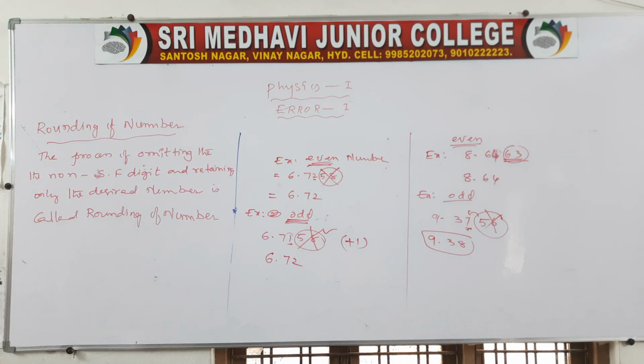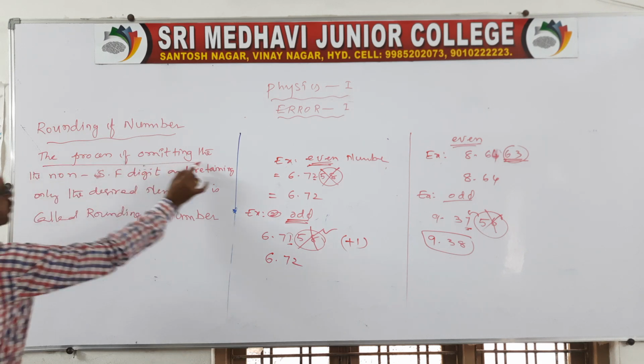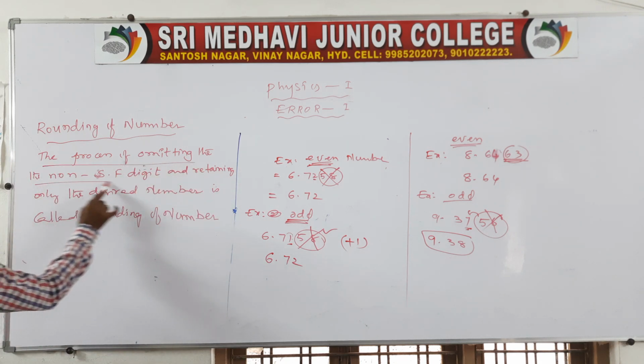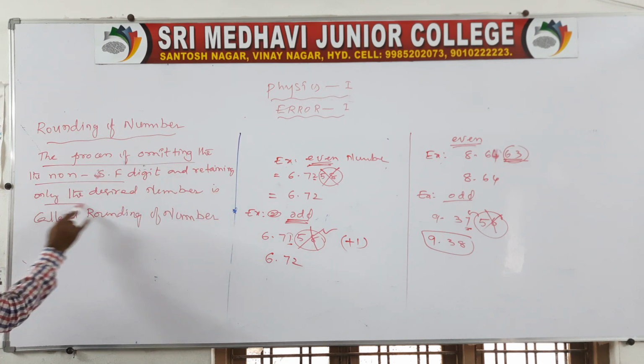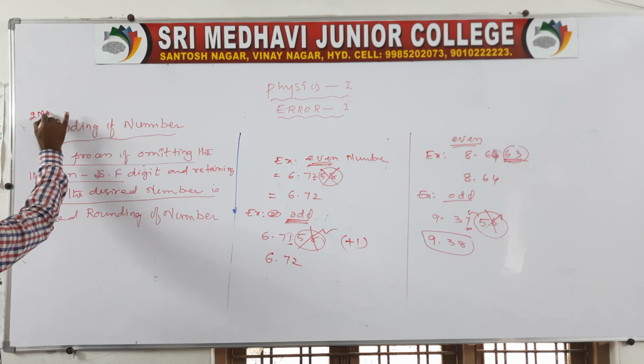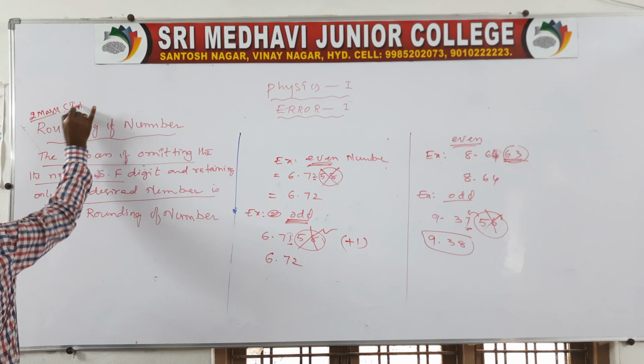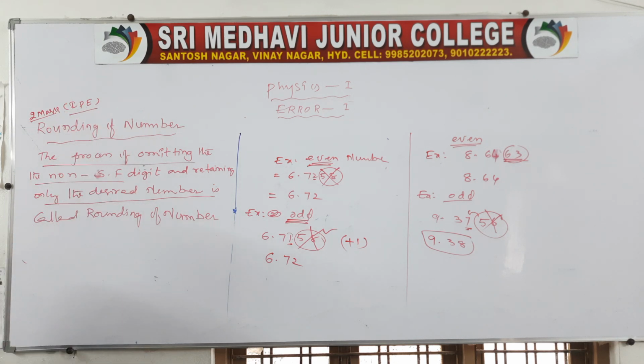So rounding of numbers is nothing but the process of omitting the non-significant digits and retaining only the desired number. It also carries 2 marks in the IPE examination. From the IPE point of view, clear? So go through this, it may help you.